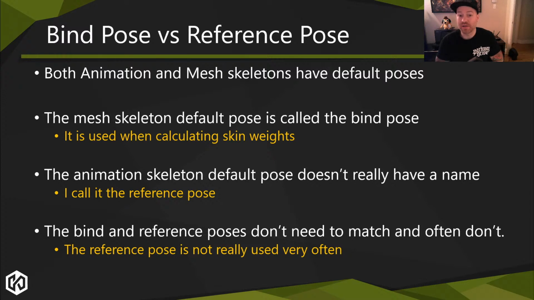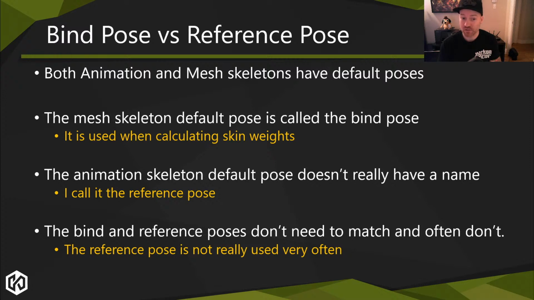Right? It's primarily used for rendering, because a lot of the time in different skinning approaches, you're using stuff relative to the bind pose. So you need that original set of positions that the vertices were weighted against. Now, in animation, there's also a bind pose, and this is where the confusion comes in. I call it a reference pose just to distinguish it from the bind pose. It is the default bone positions for the animation skeleton.